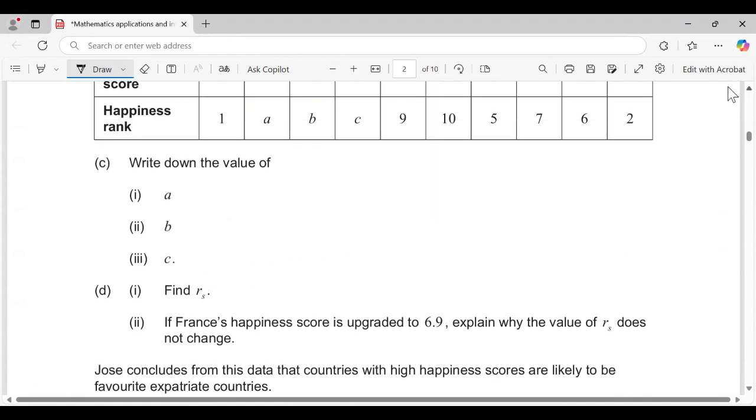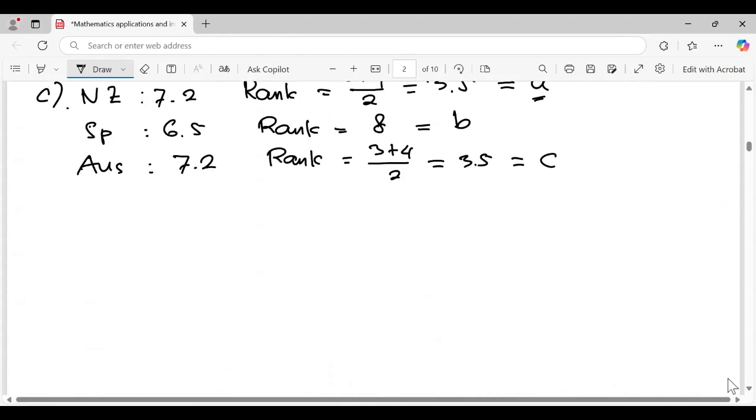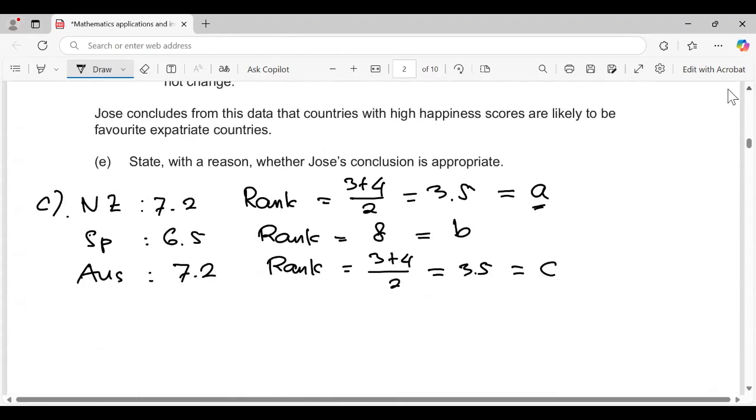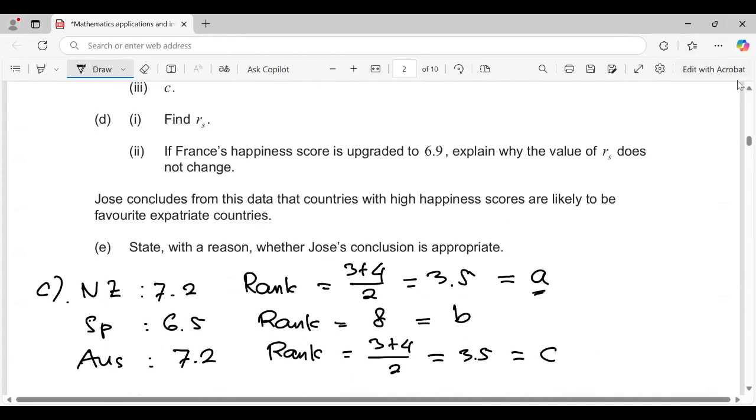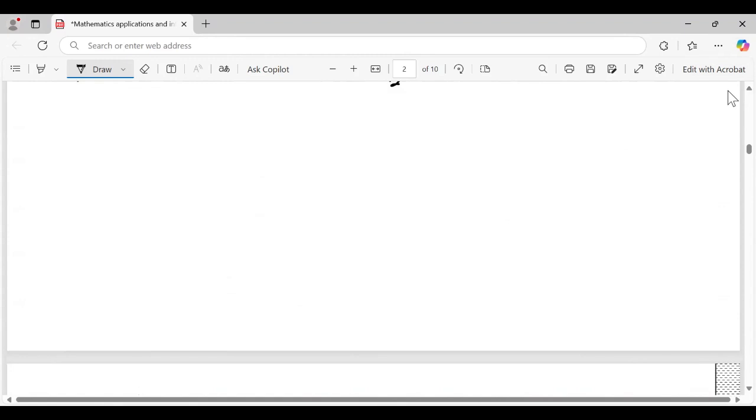Find RS. And after that, a friend's happiness score is upgraded to 6.9. Explain why the value of RS does not change. For part 1, we need to find the differences, or D, between the expatriate rank and happiness rank for each country, and find the D squared.